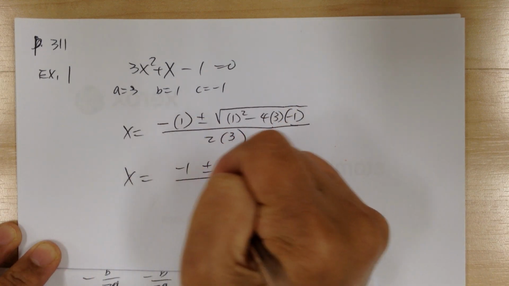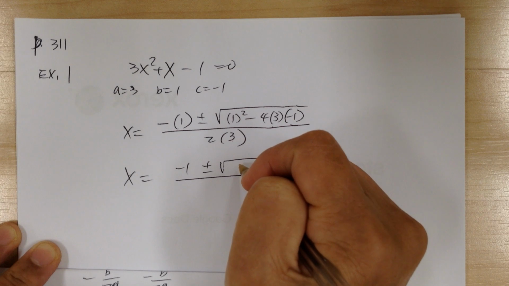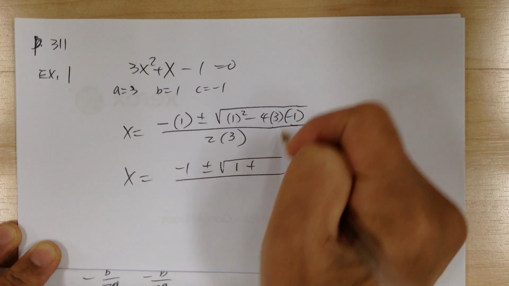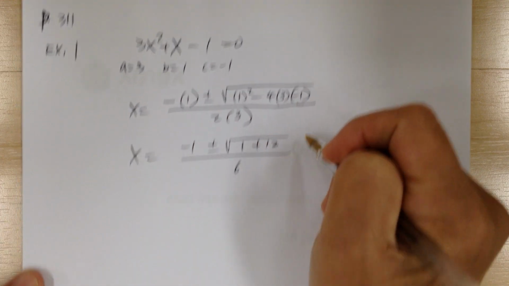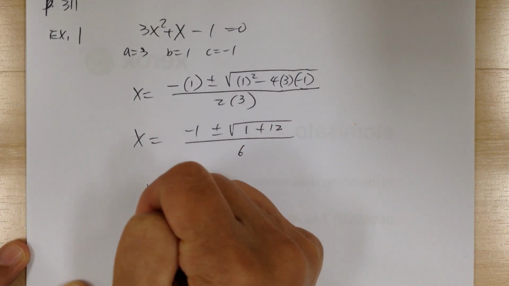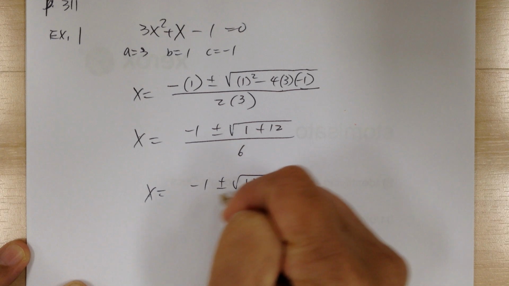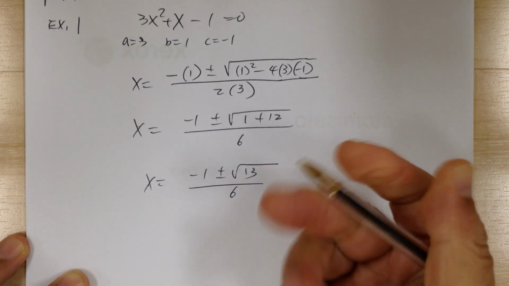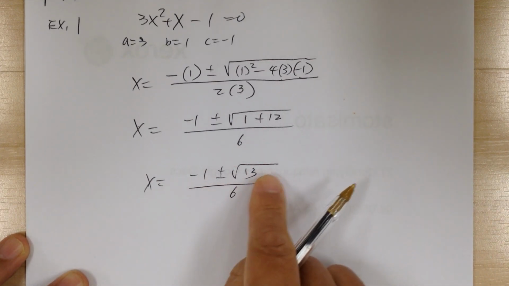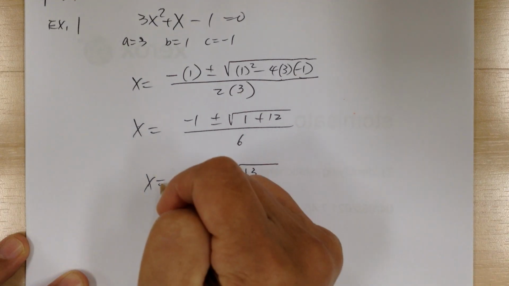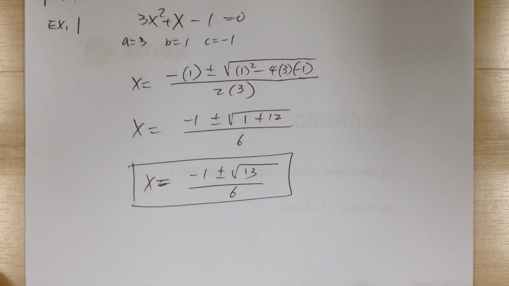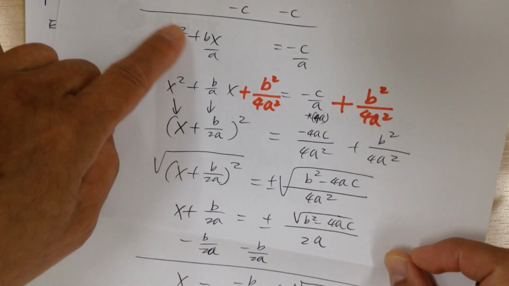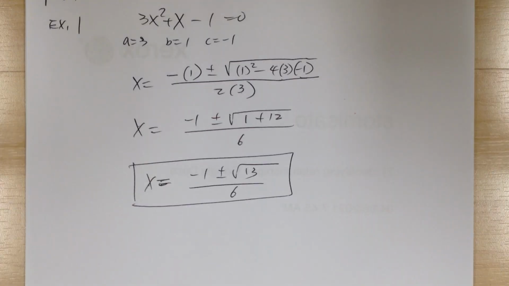So you got negative 1 plus or minus square root of 1 plus 12 over 6. And so x equal to negative 1 plus or minus square root of 13 over 6. And that's it. And you don't have to separate because you cannot simplify anymore. And so that's your answer. Okay. So again, this saves you all the steps of doing all the completed squares.